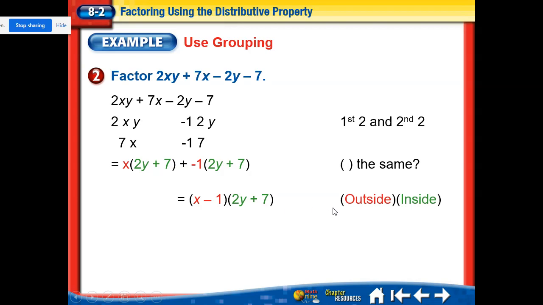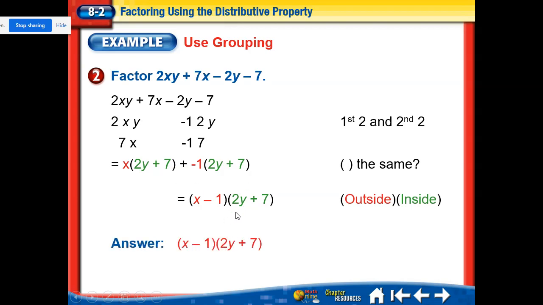Then we go ahead and put them together. The outsides, this x and this negative 1, go together. And then the inside, the 2y, the green ones here, go over here. So I color-coded them so you can kind of see where they're from. So the stuff outside the parentheses goes in one, and the stuff that is inside goes in the other, and this is considered my answer.